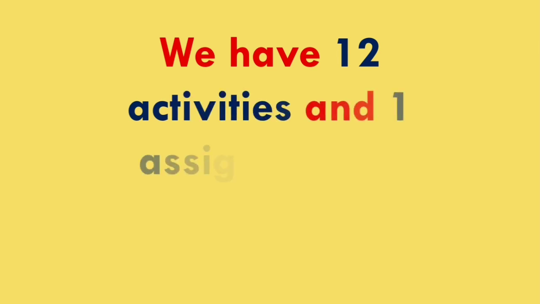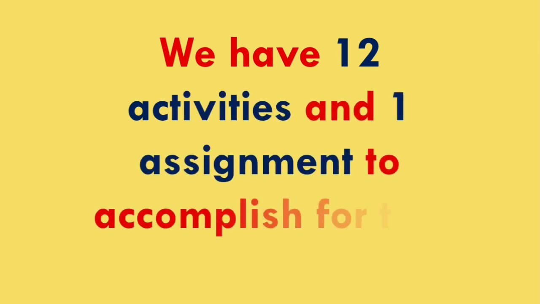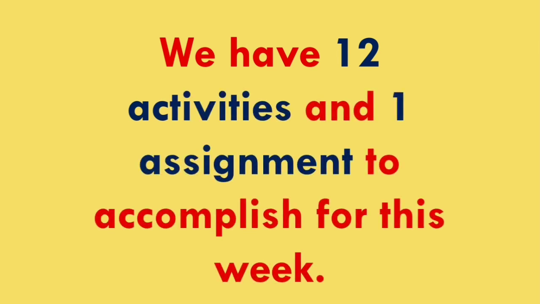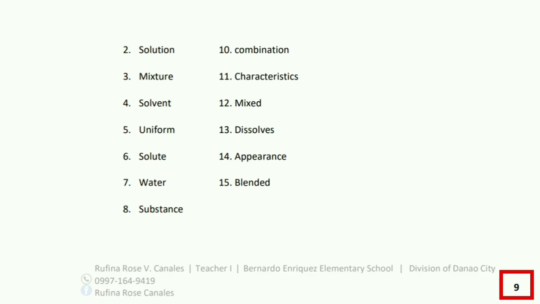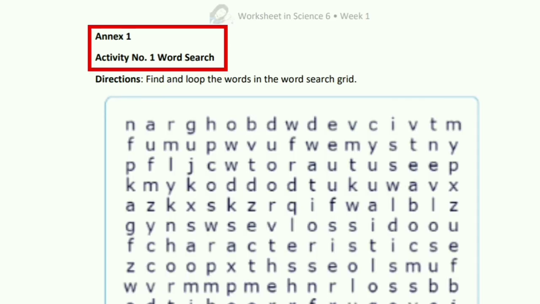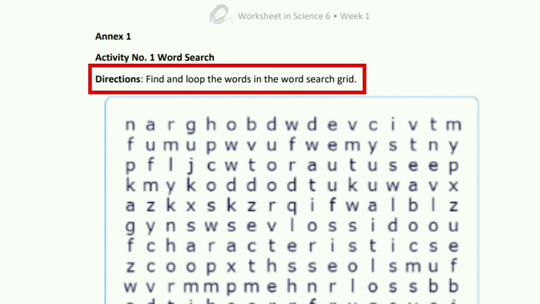Let's see how deep you have understood our lesson. Get your worksheet and we will answer together. We have 12 activities and 1 assignment to accomplish for this week. The first activity is found on page 9. Word search. The direction says, find and loop the words in the word search grid.